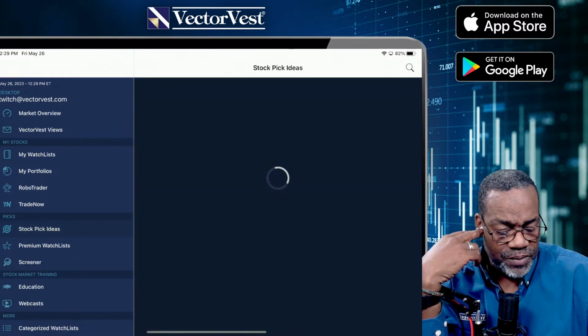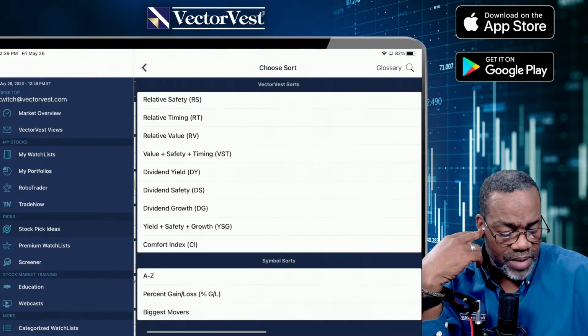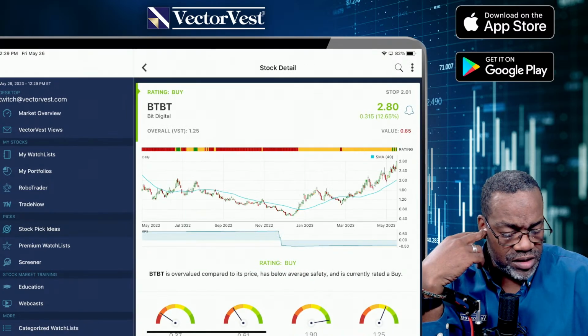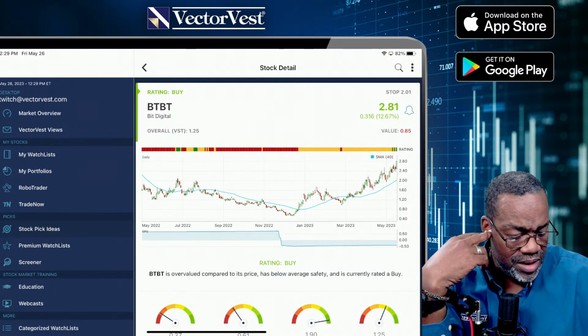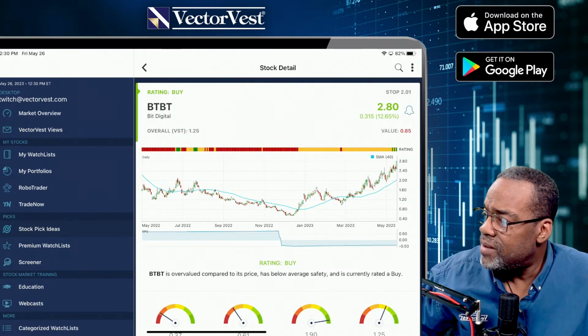Let's go back to stock pick ideas. And we're in high momentum, sorting by percentage gain loss. Let's go to the next stock, BTBT, maybe? Ooh, what don't I like about this? As I'm looking at this, what don't I like about this?